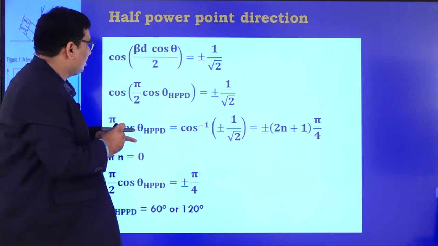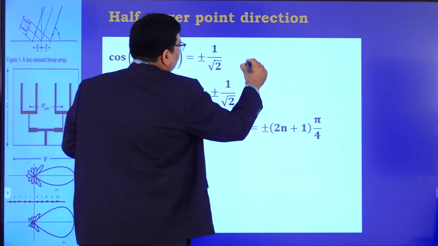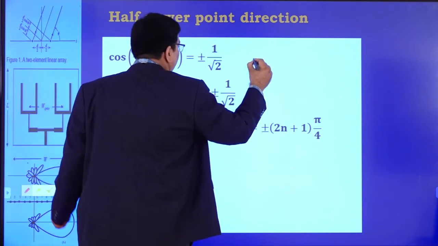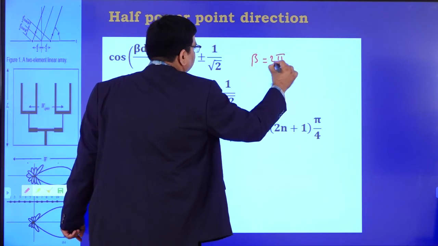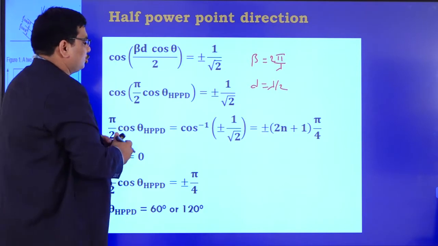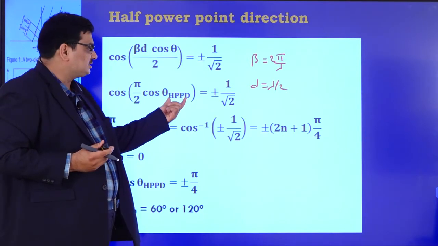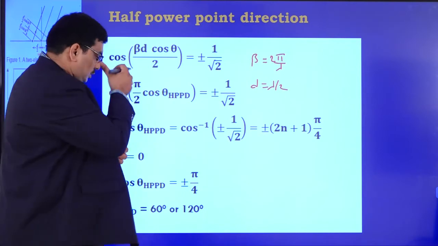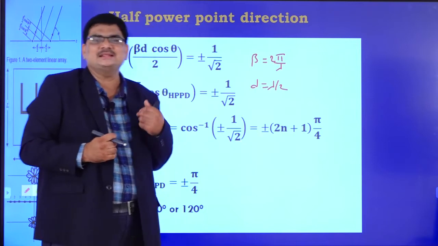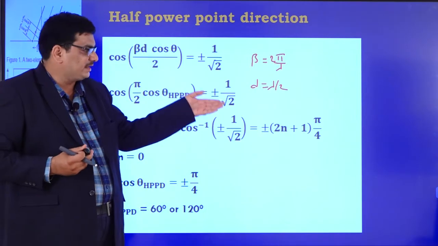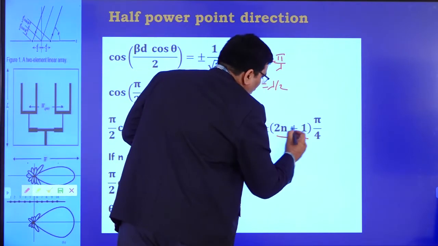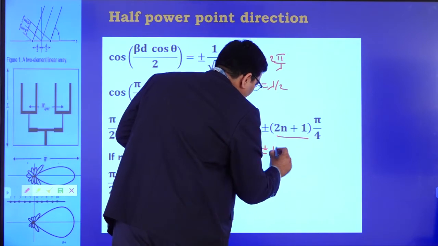1 by root 2. So, again you substitute beta equals 2 pi by lambda and d equals lambda by 2. Again you get the expression cos of (pi by 2 cos theta) at the half power points equals plus or minus 1 by root 2. So from this, pi by 2 cos theta is equal to cos inverse of 1 by root 2. We get the cos inverse of 1 by root 2 at 45 degrees or 135 degrees. So substitute n equals 0, and this equation becomes plus or minus pi by 4.